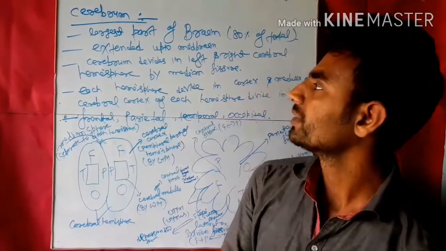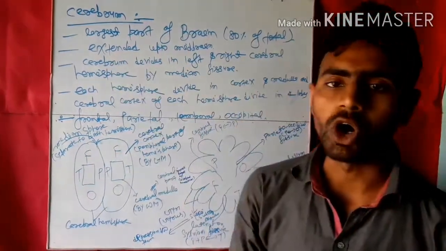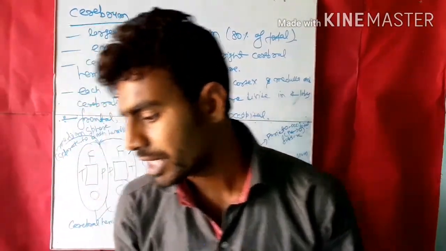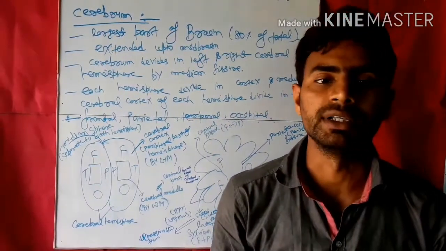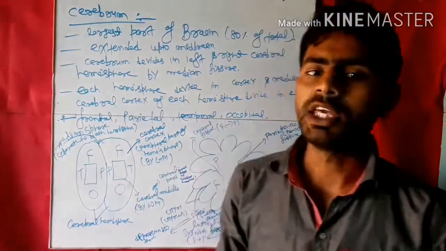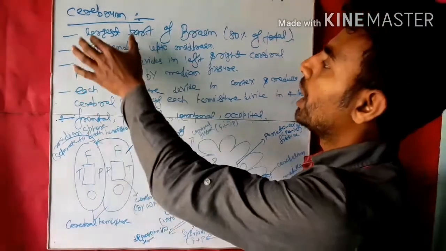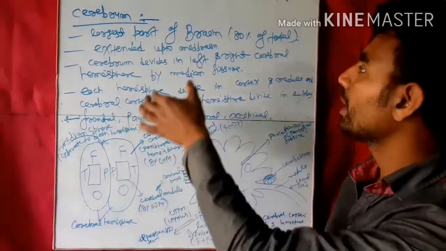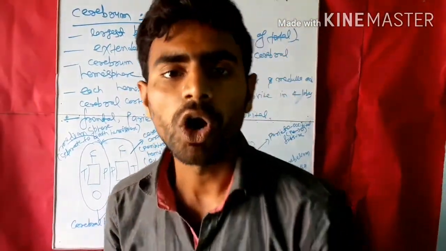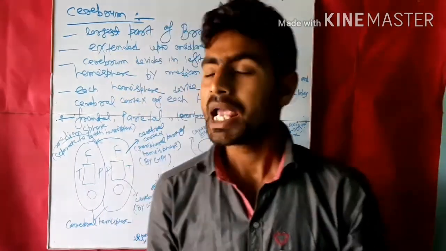You know that the cerebrum is the largest part of the brain. This means the cerebrum forms the major part of the human brain. Here you can see that the largest part of the brain, called the cerebrum, is 80% of the total.